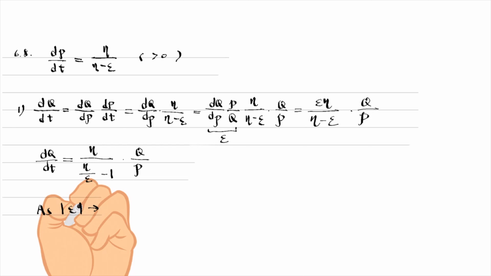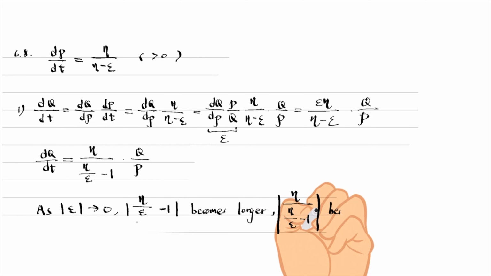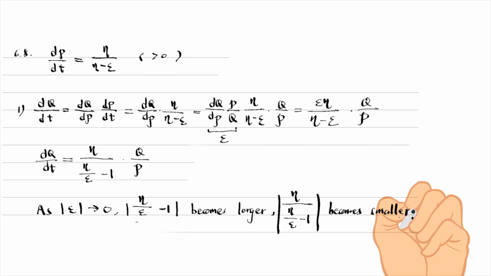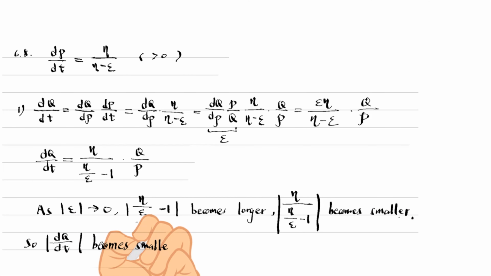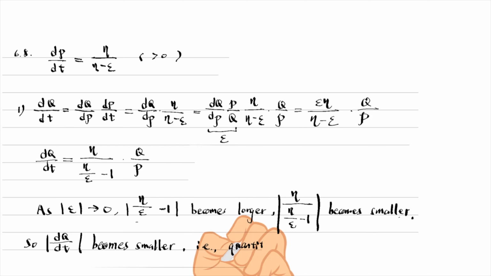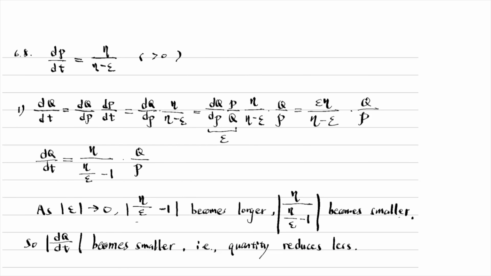A less elastic demand curve means the price elasticity of demand goes to 0 in absolute value. The algebra shows that the absolute value of dq over dt becomes smaller as the demand becomes less elastic. Notice that dq over dt is negative. A smaller absolute value means the quantity decreases less.